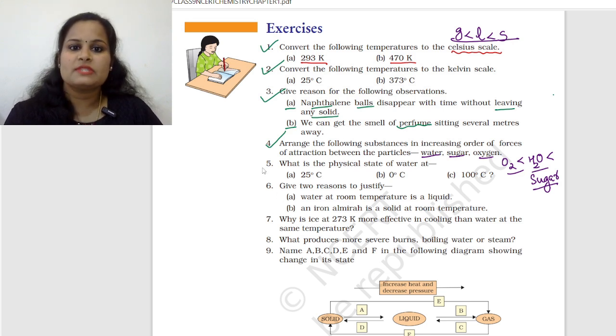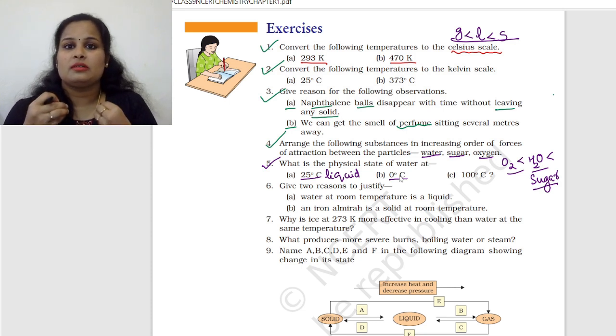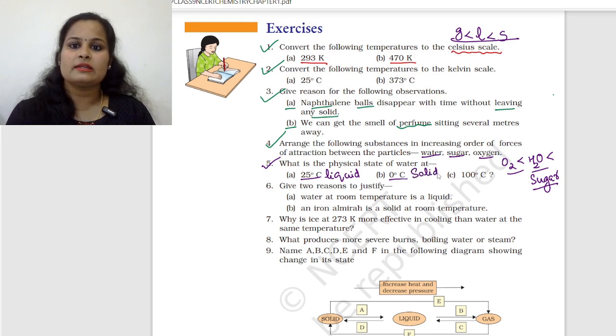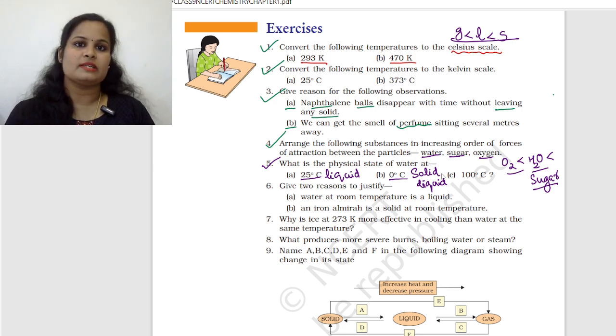Now, what is the physical state of water at 25 degrees Celsius? At 25 degrees Celsius, it is going to be in liquid state. At 0 degrees Celsius, it is the melting point of ice. So certain particles have already started to melt, but not all the particles. So we can say both solid and liquid states will be there. Some of the particles have started to melt, so liquid is also present, and the other particles remain solid, right?